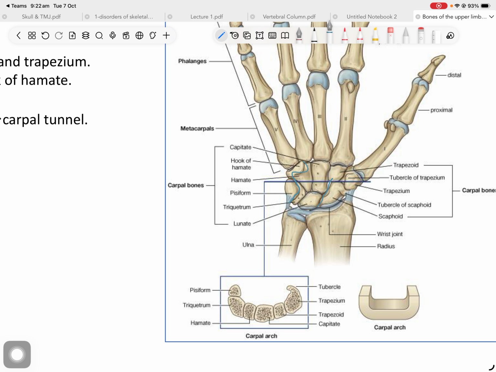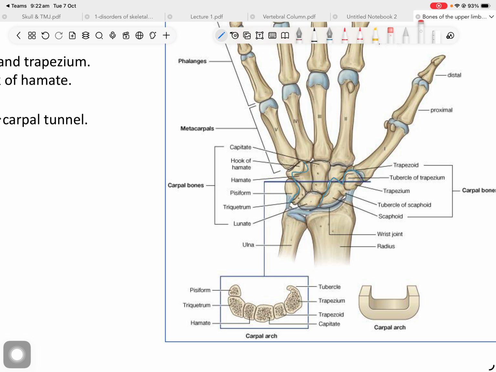Okay? So I have the floor formed from the carpal bones. Then I have two walls. How are these walls formed? On the lateral side from both tubercles here, on the medial side from the pisiform and the hook of hamate. So this forms this area which we call the carpal arch. Okay? So what is the carpal arch? The floor is the carpal bones, the lateral wall is the tubercles, and the medial wall is the pisiform and hook of hamate.